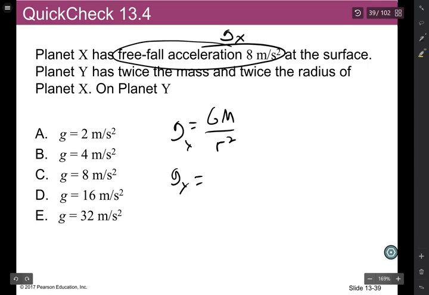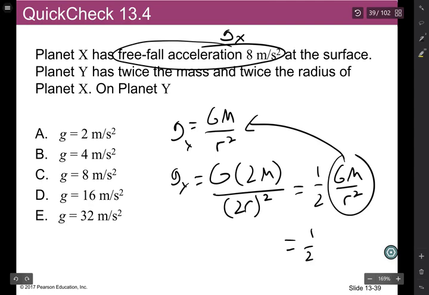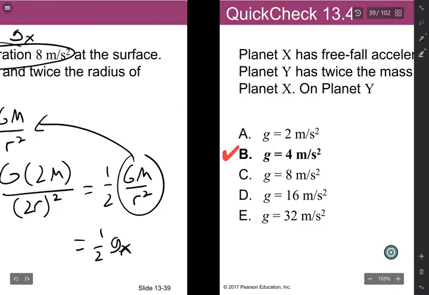For planet Y, capital G does not change. That's the universal constant. Twice the mass, twice the radius. So we have 2 over 2 squared, which is 1/2, and this is just that. So it should be 1/2 of the acceleration on planet X, which then should be b. Again, being able to reason proportionally without ever calculating with the numbers specifically. And sure enough.